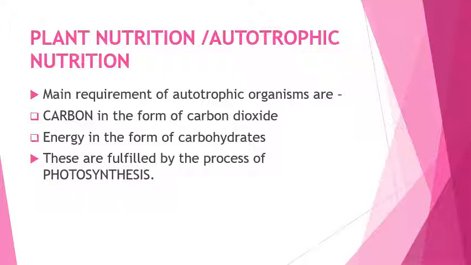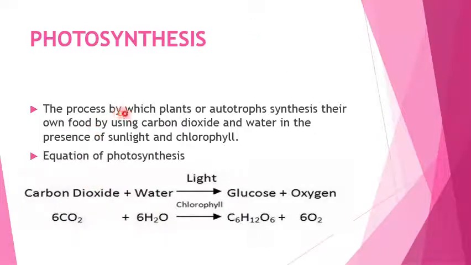So the green plant carries out a very important process known as photosynthesis. The process by which the green plants or autotrophs synthesize their own food by using carbon dioxide and water in the presence of sunlight and chlorophyll is known as photosynthesis. So the raw materials for photosynthesis are carbon dioxide and water, in the presence of sunlight and chlorophyll.